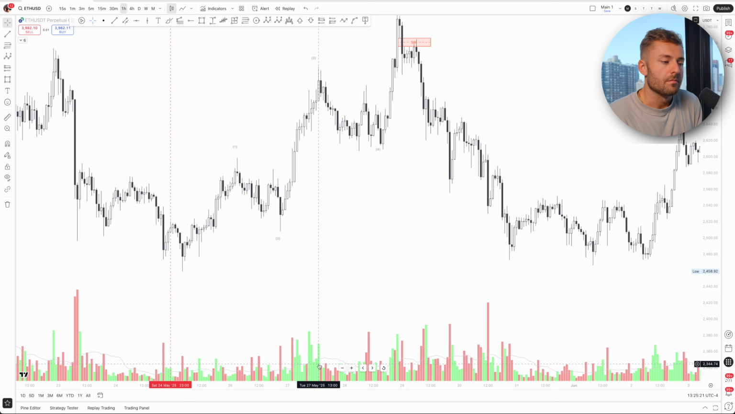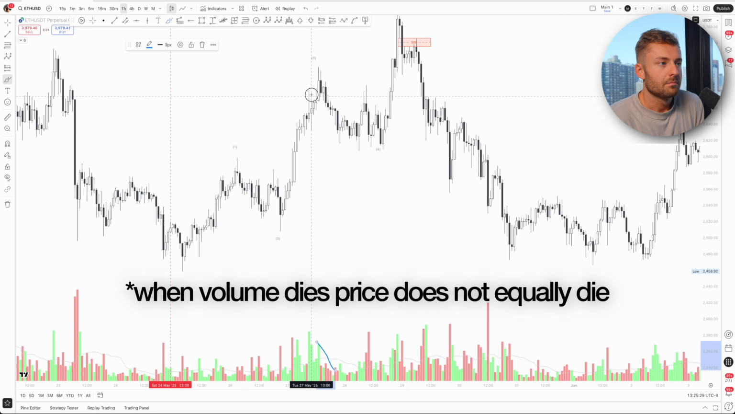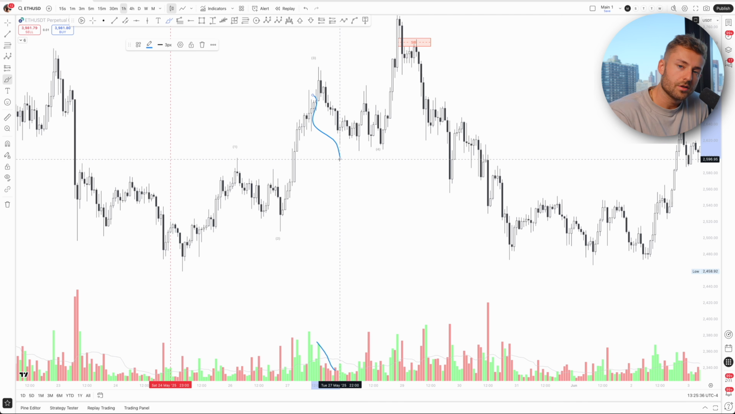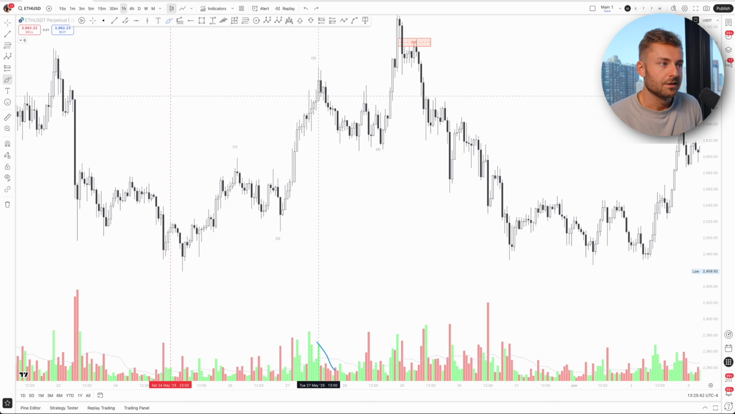But something important to remember is when volume dies, the price does not equally die. You need high levels of volume in order to push the market drastically in one direction or the other. A lot of people think that when the volume dies, the chart is just going to die. That's not how that works. You need market participation to move the direction, whether it's up or down.